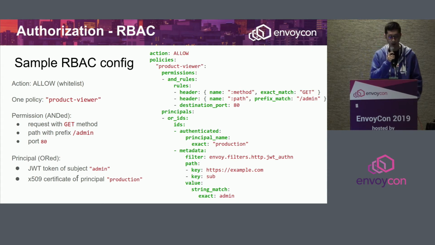The principal could be a JWT token of subject admin. It could also be an X509 certificate of principal production. If there is a request that matches the permission and matches one of the principals, it will be allowed. In other cases, it will be denied.